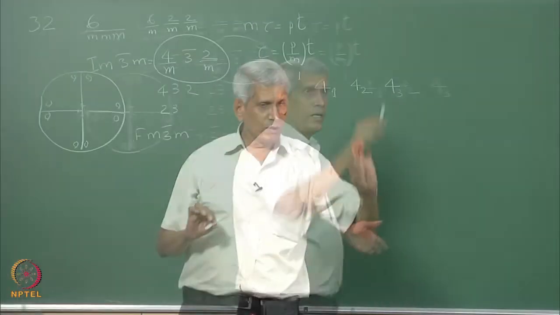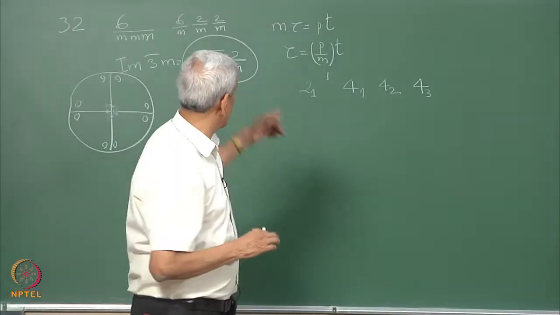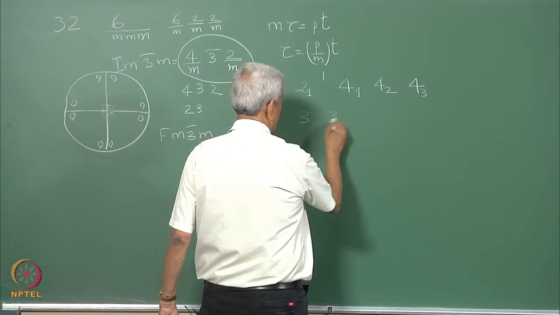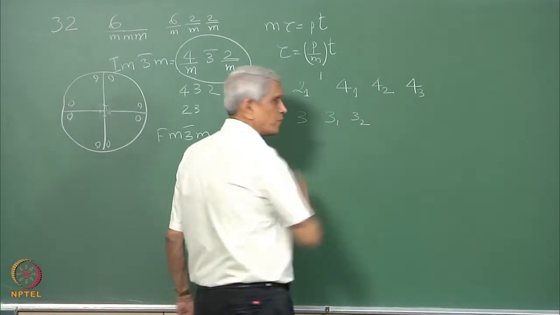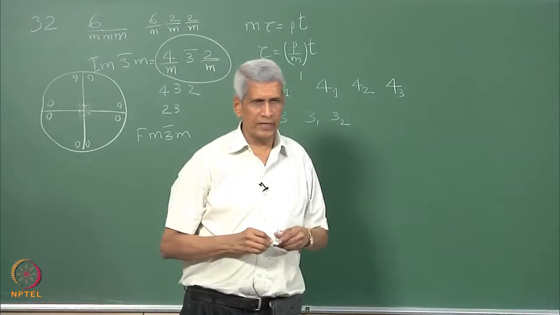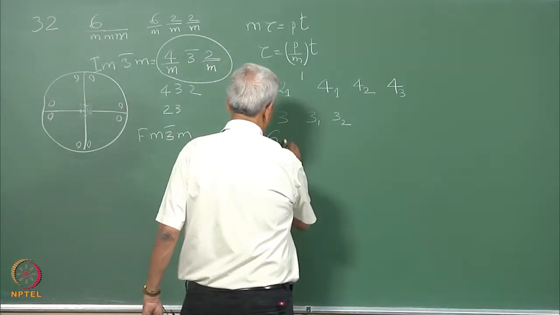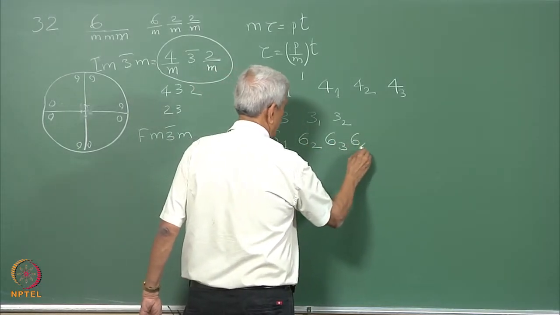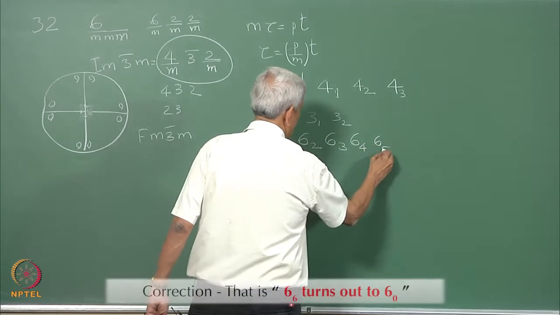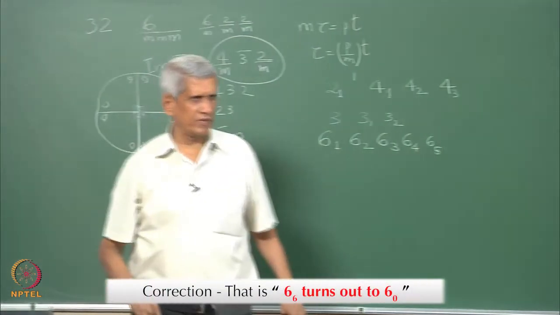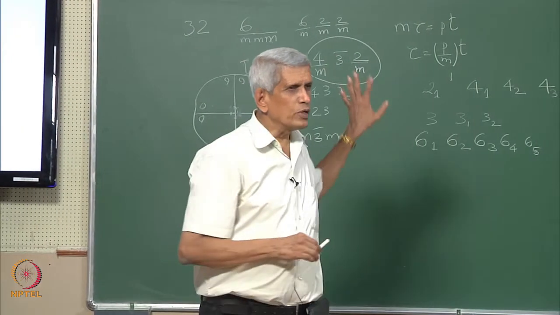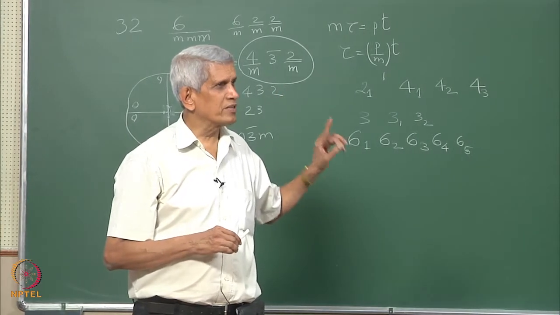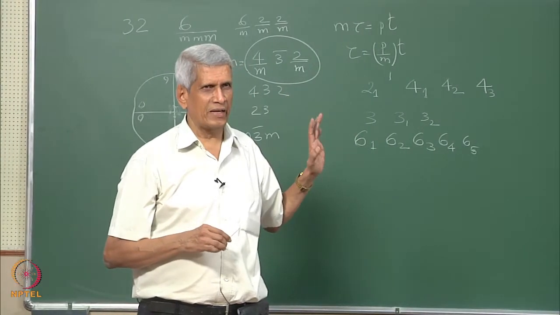Now if we consider 3 similarly, we can have 3/1, 3/2. 4 we have considered. 6 also we will have 6/1, 6/2, and so on. 6/6 will turn out to be essentially the 6/1 itself, that repeats itself. So these are all the screw axes which we can have in the lattices.